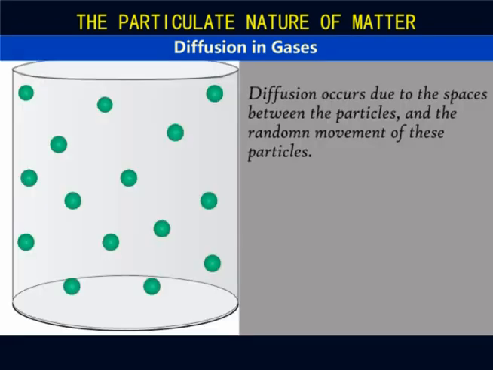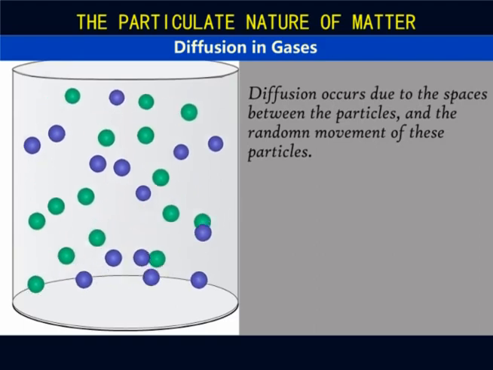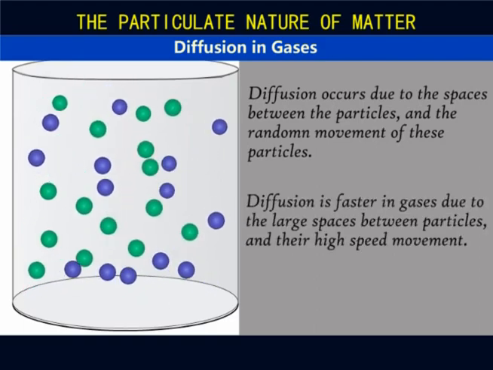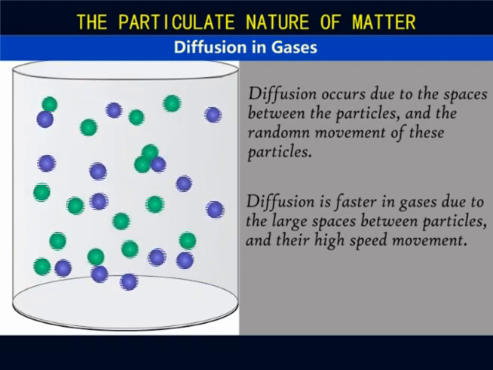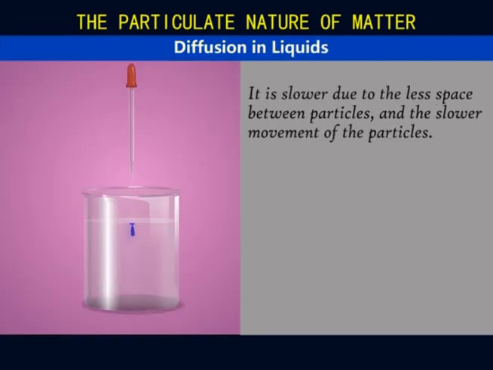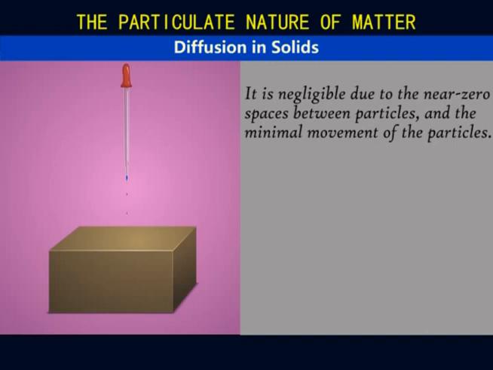Diffusion occurs because of the spaces between the particles and the random movement of these particles. It is faster in gases due to the large spaces and the high-speed random movement of these particles. It is slower in liquids due to lesser spaces and slow movement of particles. In solids, diffusion is negligible due to lack of spaces and very minimal movement of the particles.